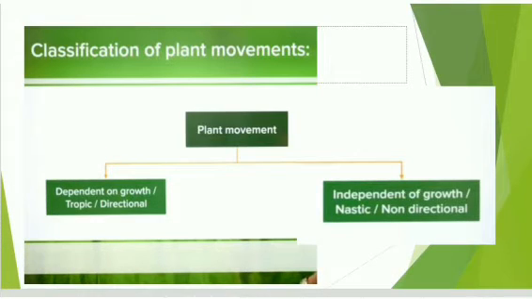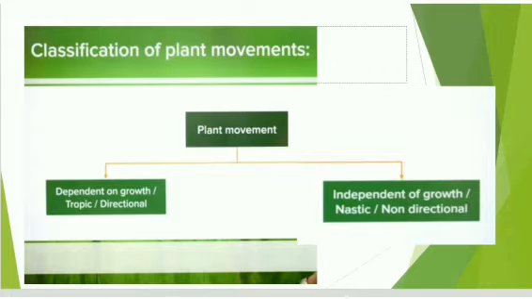Classification of plant movements. In plants there are some movements, and those movements are classified into two. One is dependent on growth, which is also called tropic movements or directional movements. The second one is independent of growth, and those movements are also called nastic movements or non-directional movements.